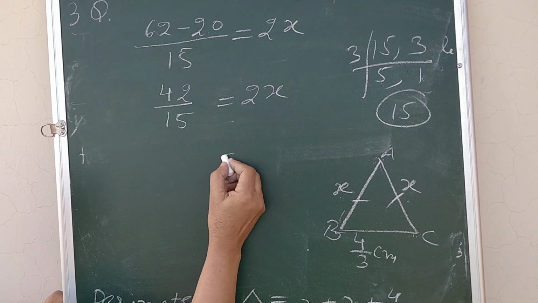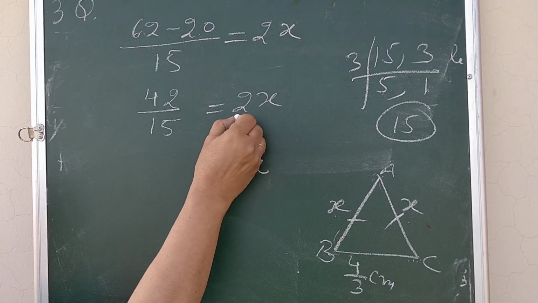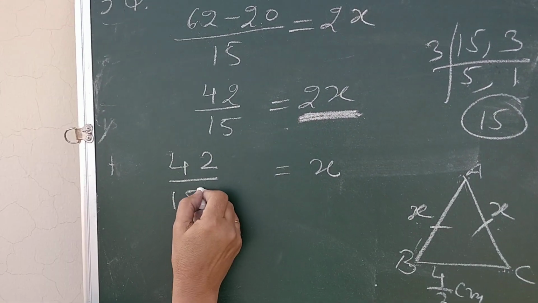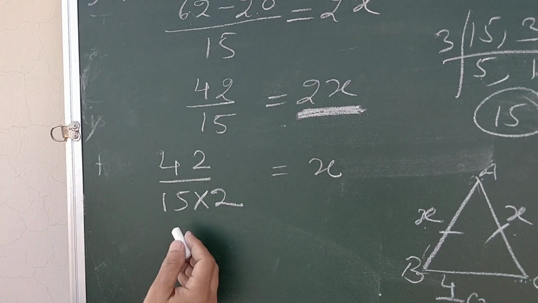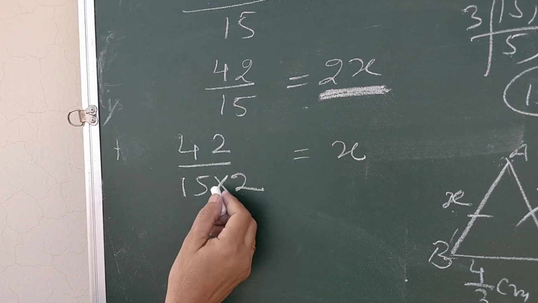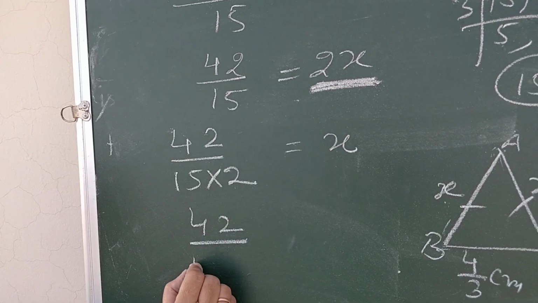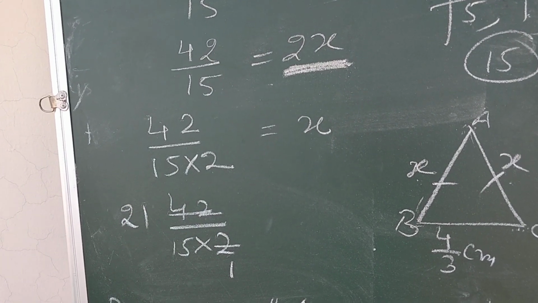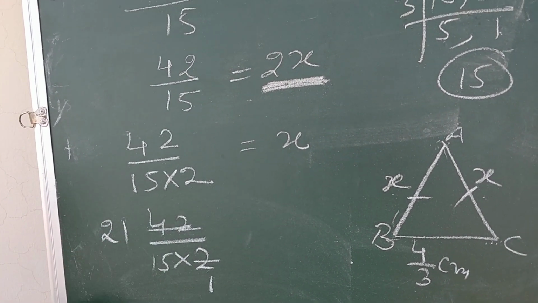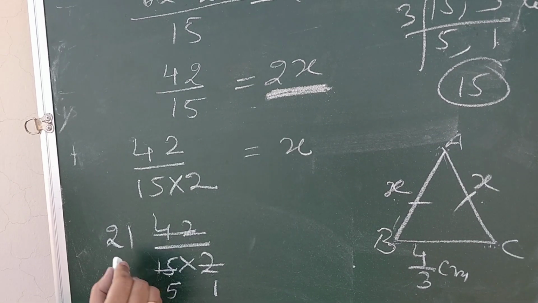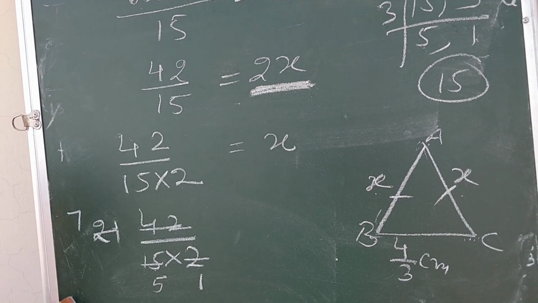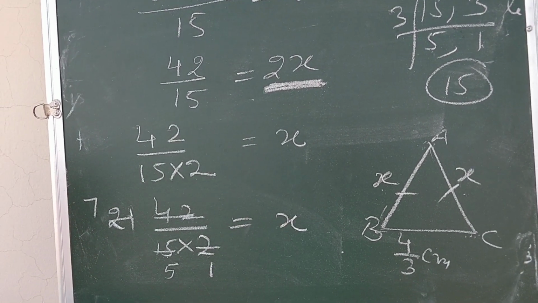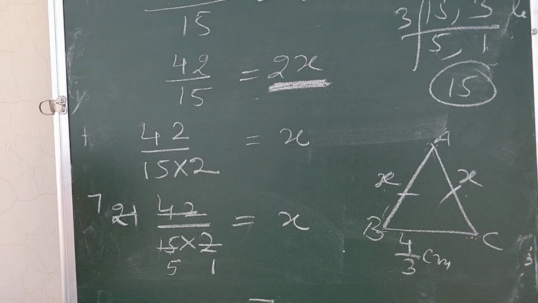Now 2x, we want the value of x. So 2 is in multiplication with x, so it will go in division. 42/15 into 2. Now you can cancel 42 and 2. 15 into 2, 2 ones are 2, 21 twos are 42. Now again 21 and 15 can be cancelled by 3, 3 5s are 15 and 7. Now x is equal to 7 upon 5.